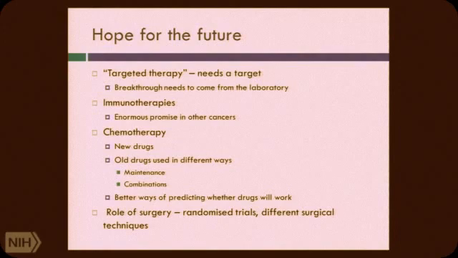At the moment, in 2015, there is a lot of hope for the future. Targeted therapy does need a target, and those breakthroughs need to come from the laboratory. And as you heard last night at the dinner, breakthroughs need funding. Laboratory work is costly, but that's where we're going to get the next win for mesothelioma. Immunotherapies have had enormous promise in other cancers, and chemotherapy, new drugs, old drugs used in different ways, is hopefully on the way out, but that's probably at least 10 years away before we do away completely with chemotherapy.